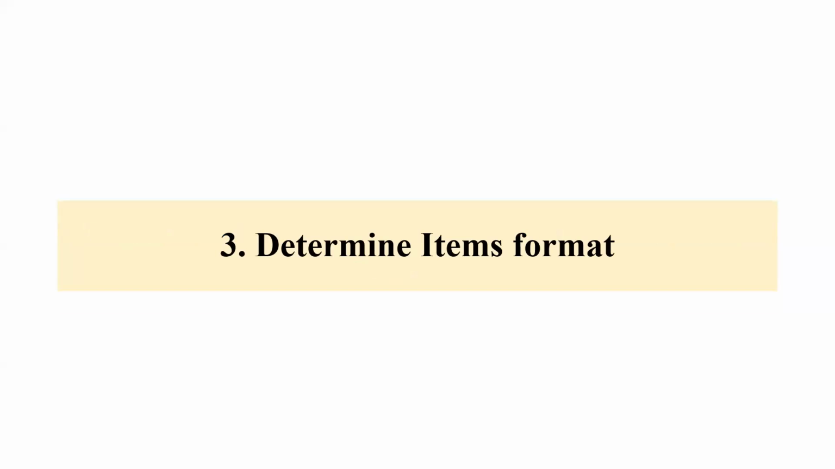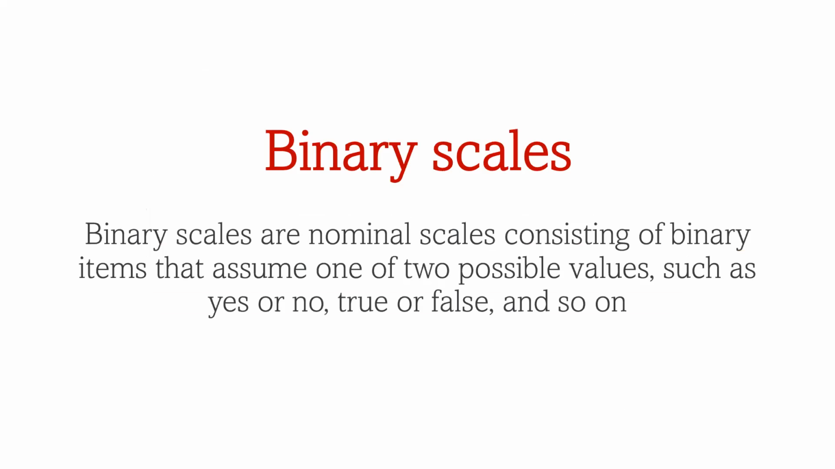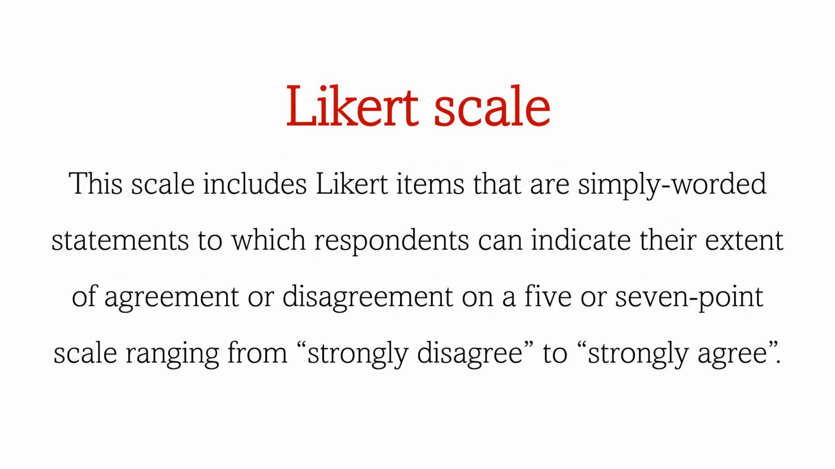And then you have to determine the item format. So what is this item format? I'll take a little more time on this item format, because this is related to rating scales. There are many types of scales which we have. There is a scale known as the binary scale. What is this binary scale? Binary scales are nominal scales which consist of binary items. Binary items means yes and no, and they assume only two possible values, maybe true, false, yes and no. These are known as binary scales, or we call it a binary variable also.